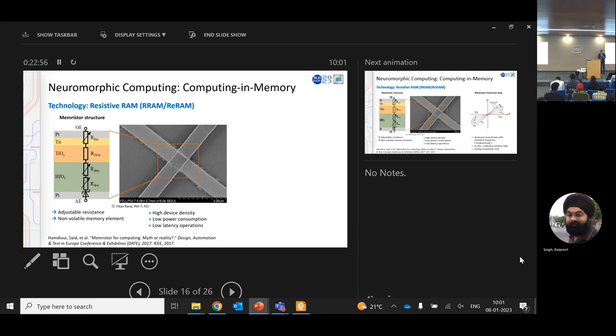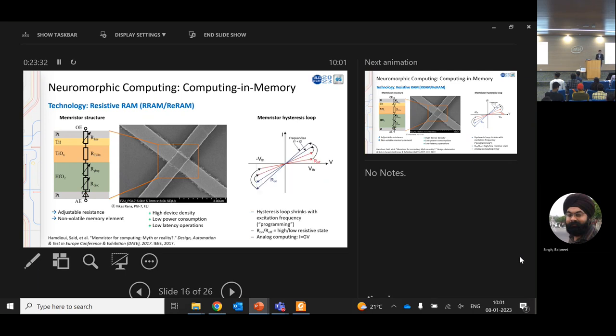And what do these devices promise? They promise a very high device density, because you can basically integrate this in a very small package here, and you can, in theory, store any value in this adjustable resistor, right? You can basically store an analog value inside this resistor. In real life, it's not that good, but in theory, that's what is possible. You have a very low power consumption. Again, this also relates to this idea of having this non-volatile memory element. And you can do low latency operations, because now you can use this resistance value to do calculations.